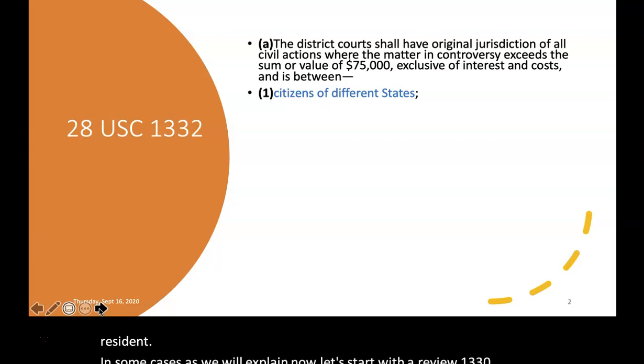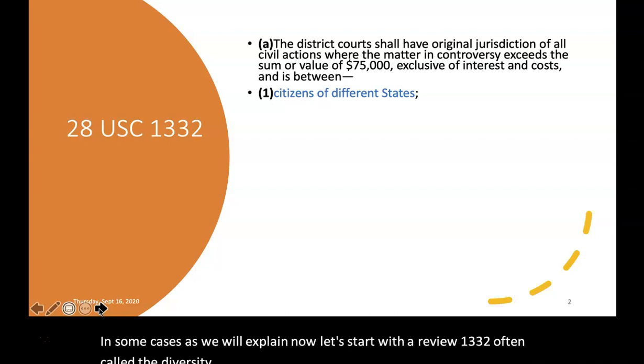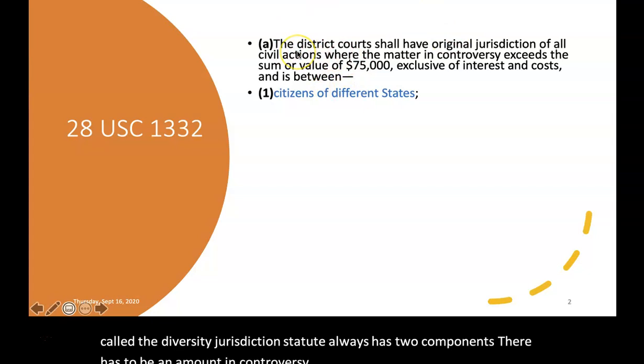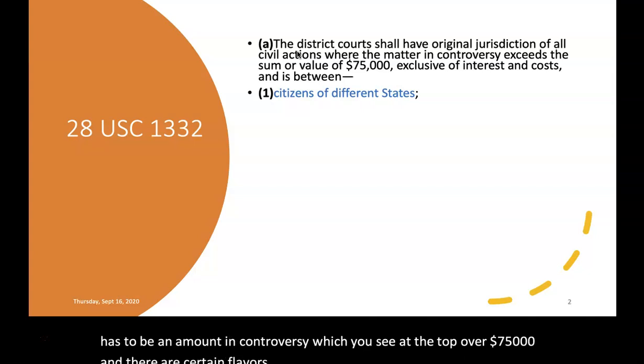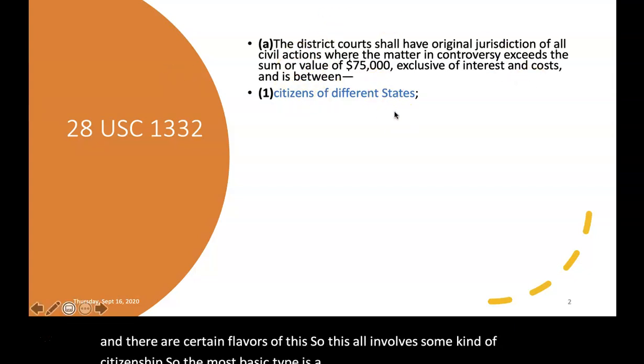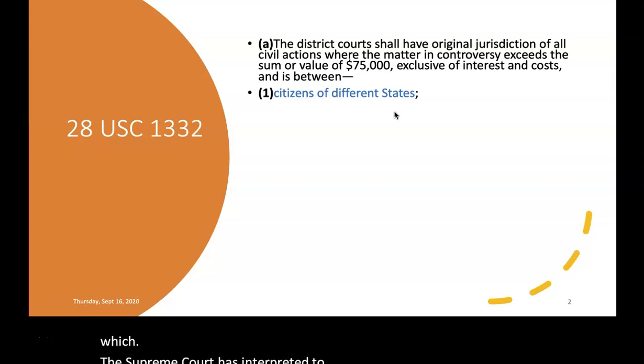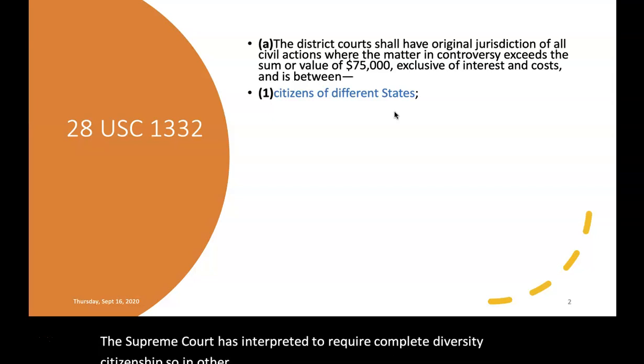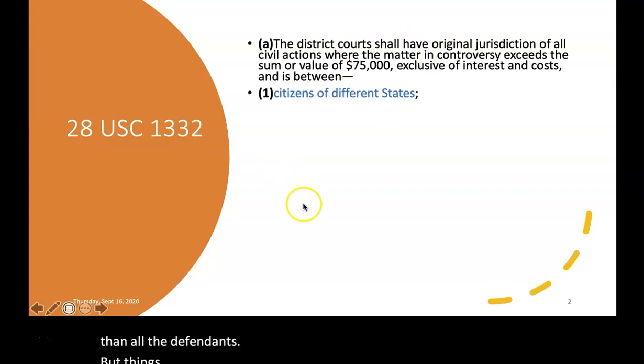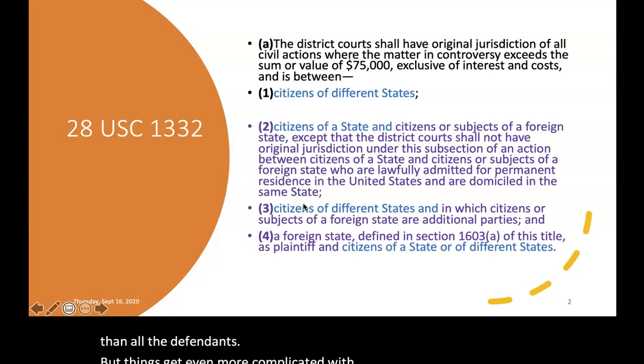1332, often called the diversity jurisdiction statute, always has two components. There has to be an amount in controversy, which you see at the top, over $75,000, and there are certain flavors of this. So this all involves some kind of citizenship. The most basic type is A1, citizens of different states, which the Supreme Court has interpreted to require complete diversity of citizenship. In other words, all the plaintiffs are from a different state than all the defendants. But things get even more complicated with all the other provisions under A.